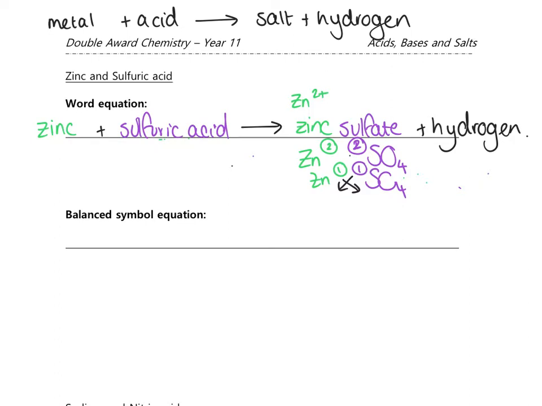So your final equation should be Zn plus H2SO4, giving you ZnSO4 plus H2. Okay, having a quick look at that equation, you can see that it's already balanced, but you can make your list and check if you need to.